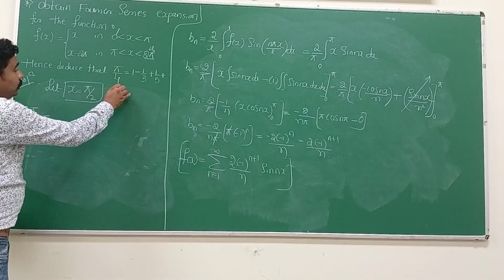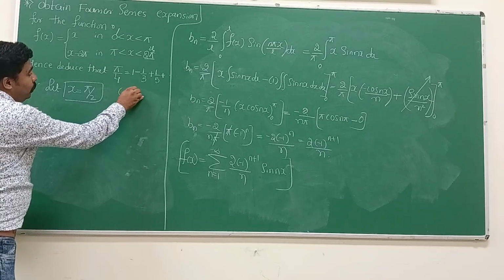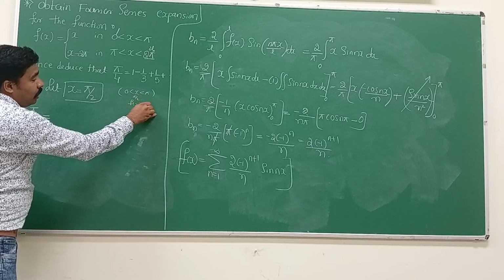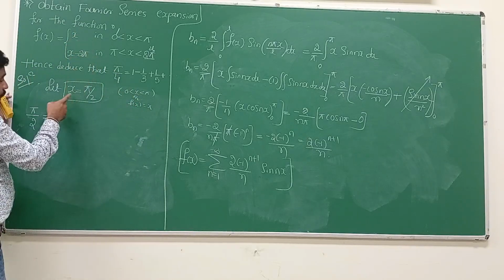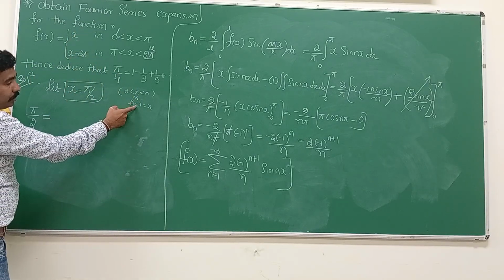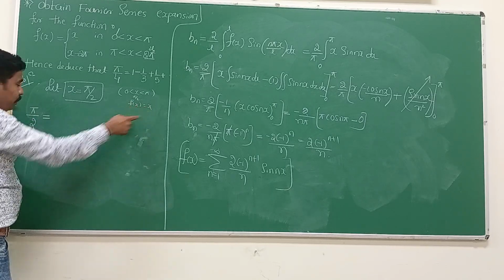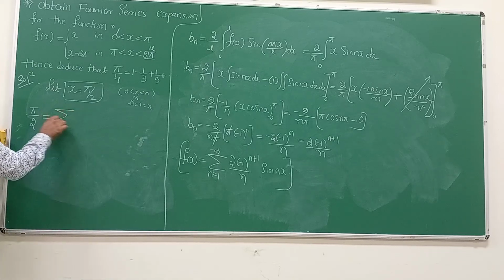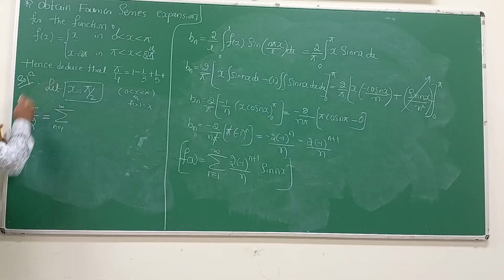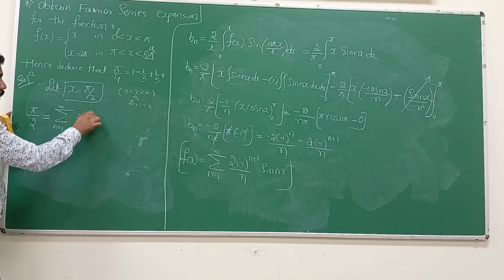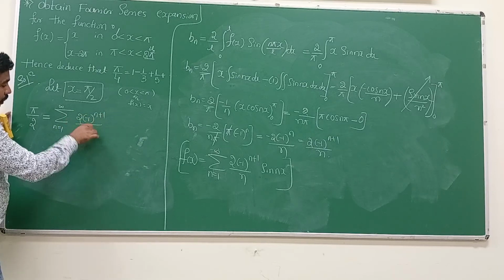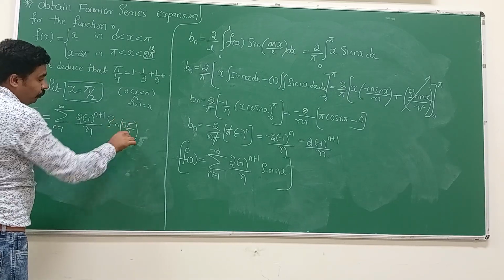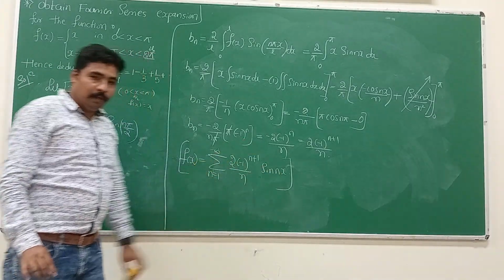Because this x equal to pi by 2, 0, x, pi. So pi by 2 somewhere here. For pi by 2, f of x value is x. So I am taking x equal to pi by 2. If I take x equal to pi by 2, this becomes pi by 2. Function becomes pi by 2. That is equal to summation n equal to 1 to infinity 2 into minus 1 power n plus 1 divided by n sin n pi by 2. Because x value pi by 2 I have taken.